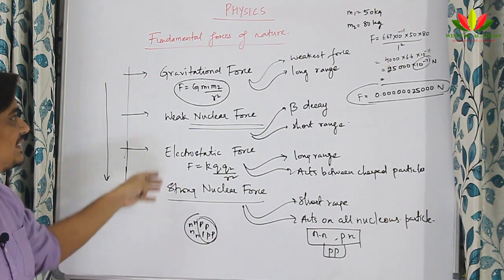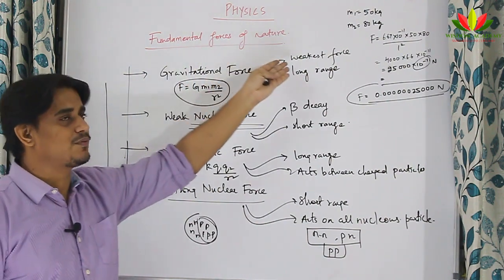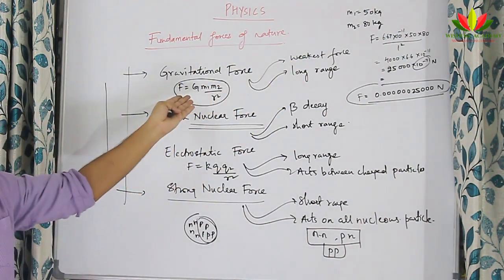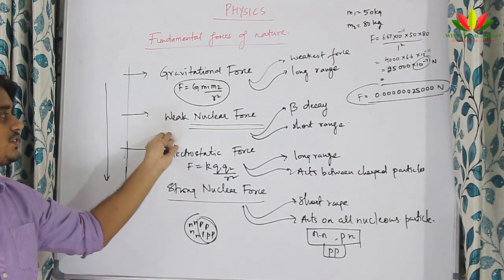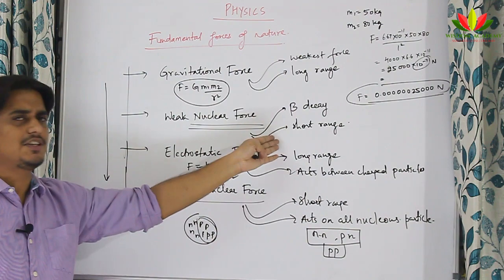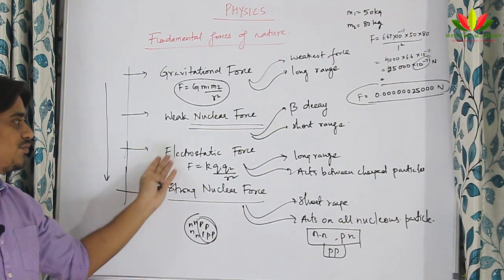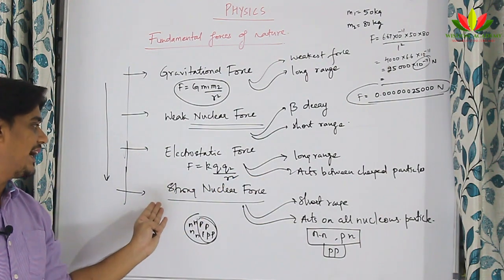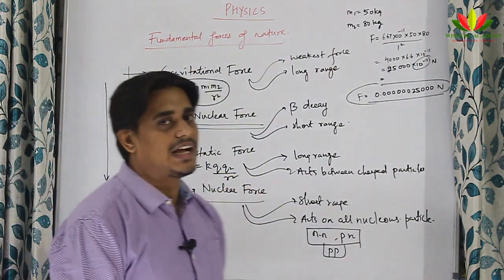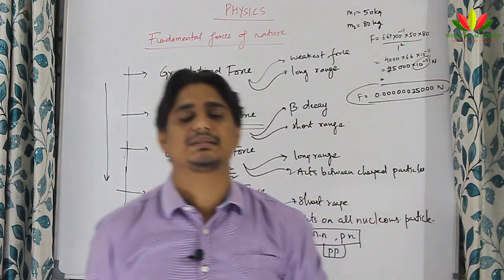Once again, if I revise, then gravitational force is one of the weakest forces and a long range force. The formula of gravitational force is given here, and I told you why it is very weak. Weak nuclear force is acting due to the beta decay. It is a very short range force. Electrostatic force is a long range force and acts between the charged particles only, and strong nuclear force is a short range force acting on all the nucleon particles.